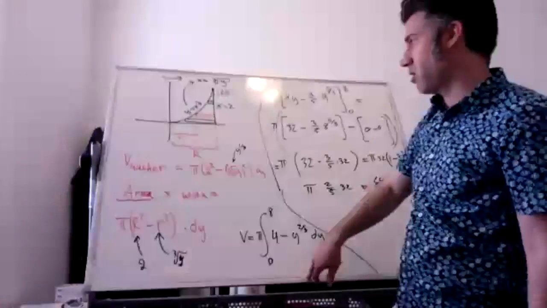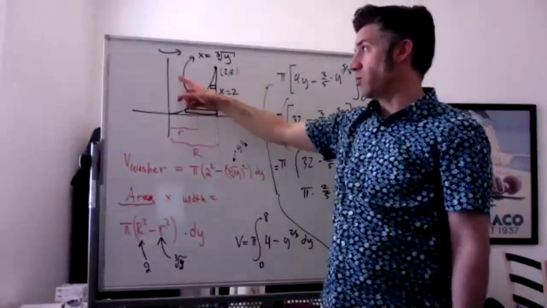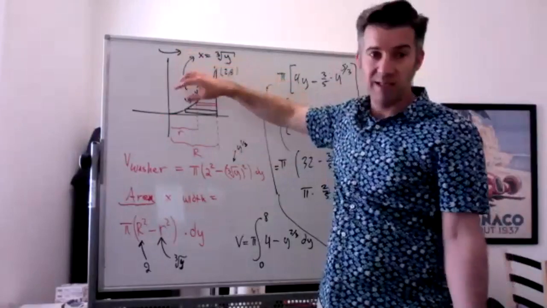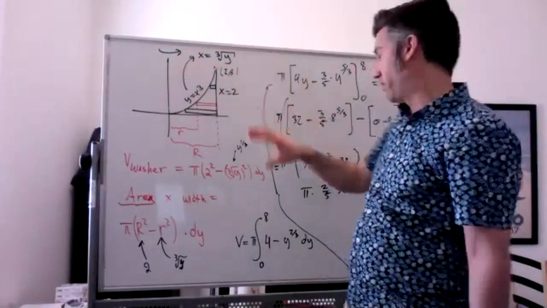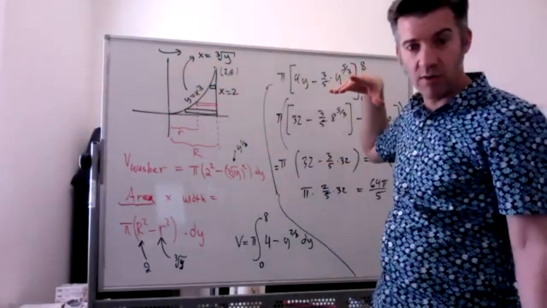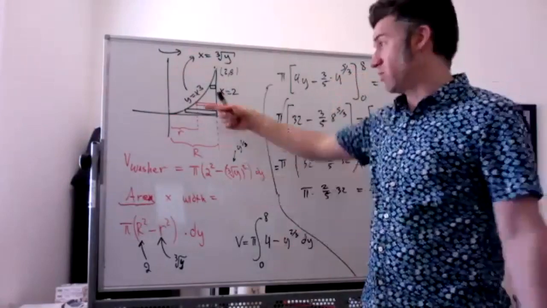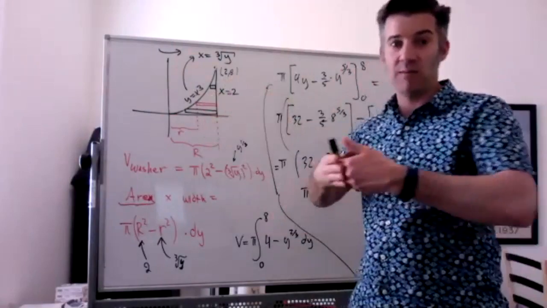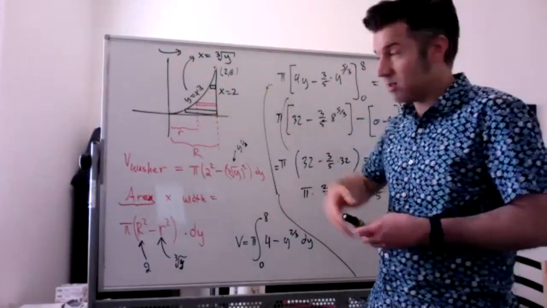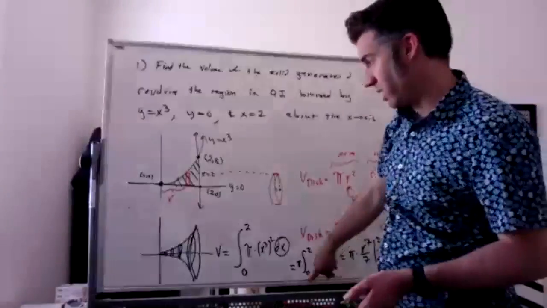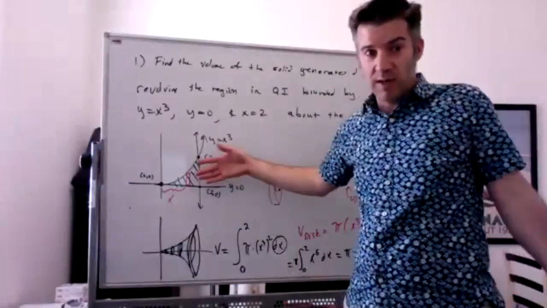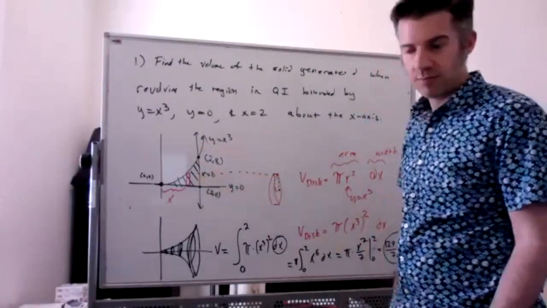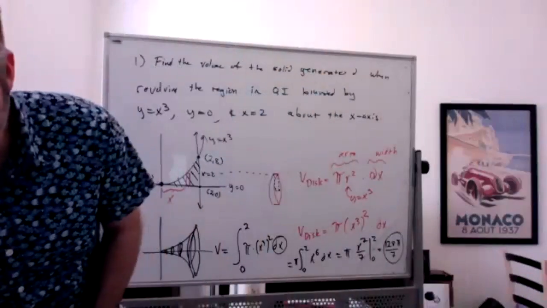Whereas here, the y-axis was not one of the boundaries. So when you rotate this around the y-axis, there's all this stuff missing. We have to subtract out that volume. That's why for this one, we had to use the washer method, where it's pi times the big radius squared minus pi times the little radius squared times the thickness. And in this one, we got to use the disk method, which is just pi times the radius squared times d, whatever, dx in this case. Okay, let's do some more examples.